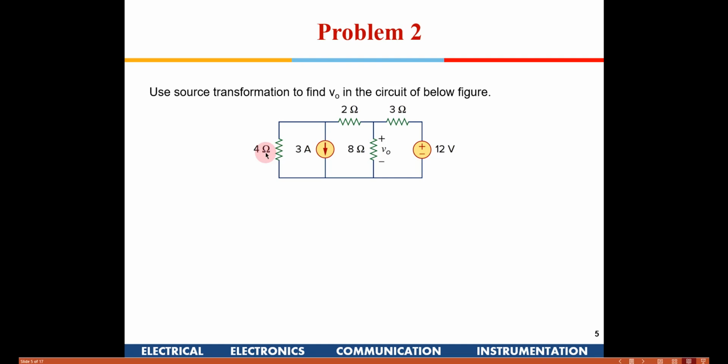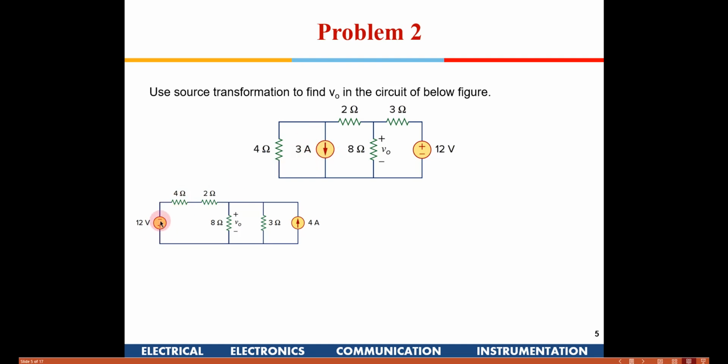So you have 3 amps, 4 ohms, and this is the same circuit. Now we have converted it, and we know the conversion rule, that Ohm's law has to be satisfied. So 4 into 3 is 12 volts. So a 12 volt voltage source and 4 ohms in series. So this current source in parallel with the resistance has now been converted into a voltage source in series with that 4 ohm.